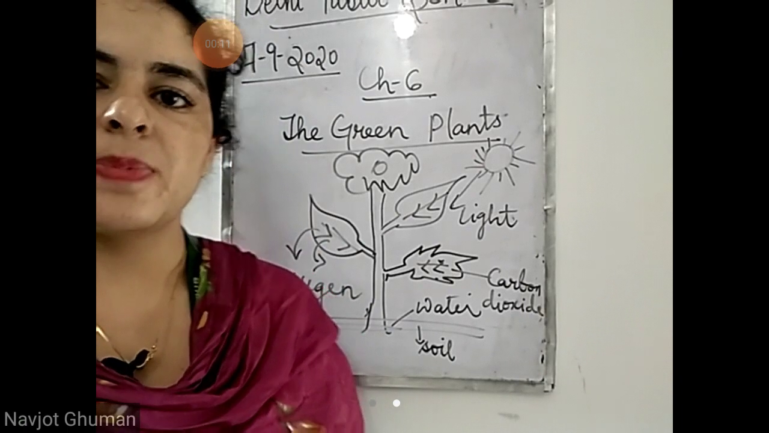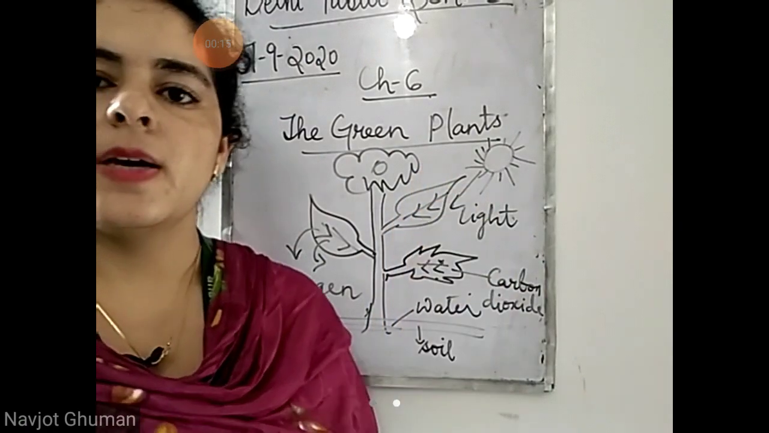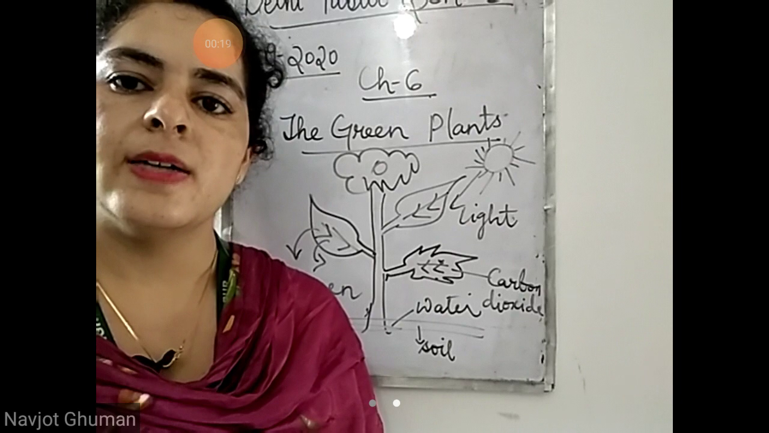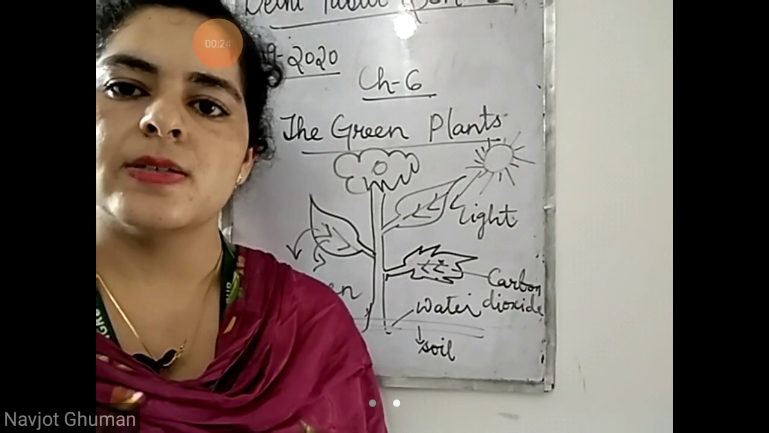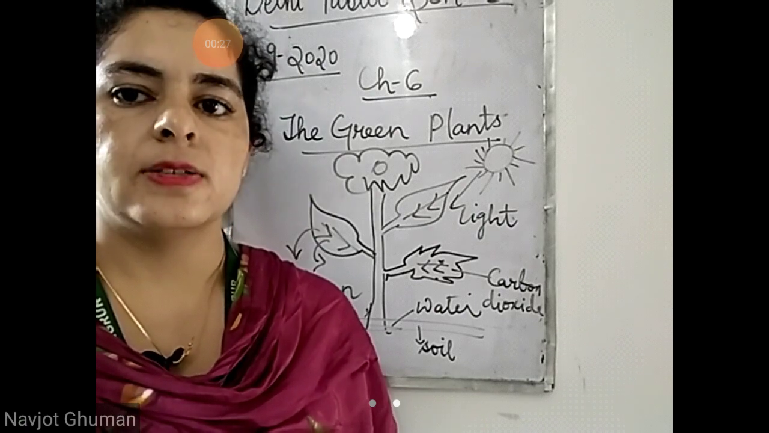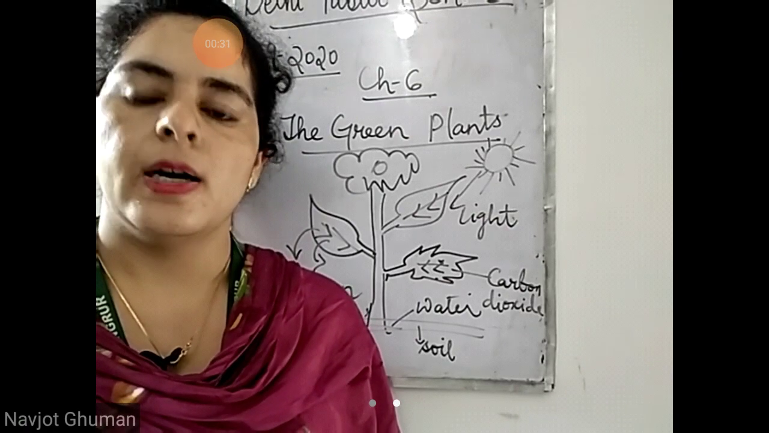We were reading chapter number 6, the green plants. Till now we have read that most of the earth's surface is covered with plants that are green. Why are they green? They are green due to the presence of a substance called chlorophyll. So that is the green substance. That is why plants look green to us.